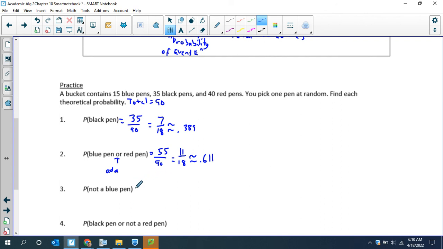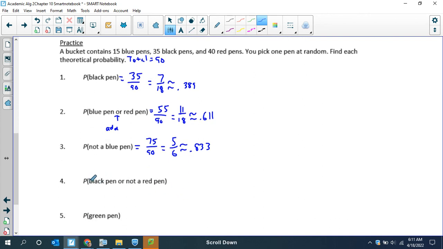All right, probability of not blue then. So not blue would get the blues out of the way. So we're looking at black or red. So I add the 35 and the 40 together, and that would be 75 over the 90. Again, if I reduce that, 75 divided by 90, math fraction, 5/6. Which, if I made that into a decimal, 0.833.